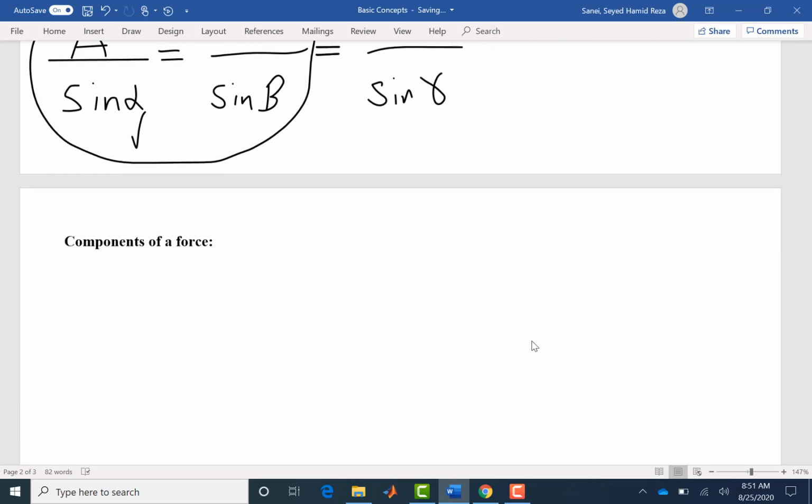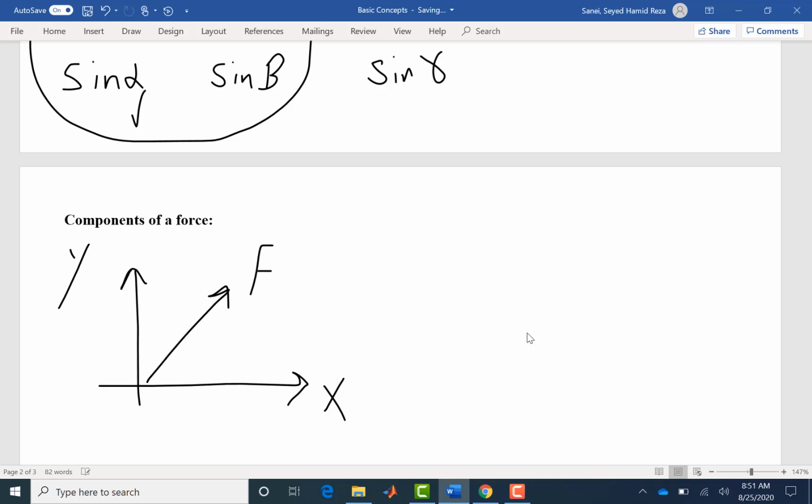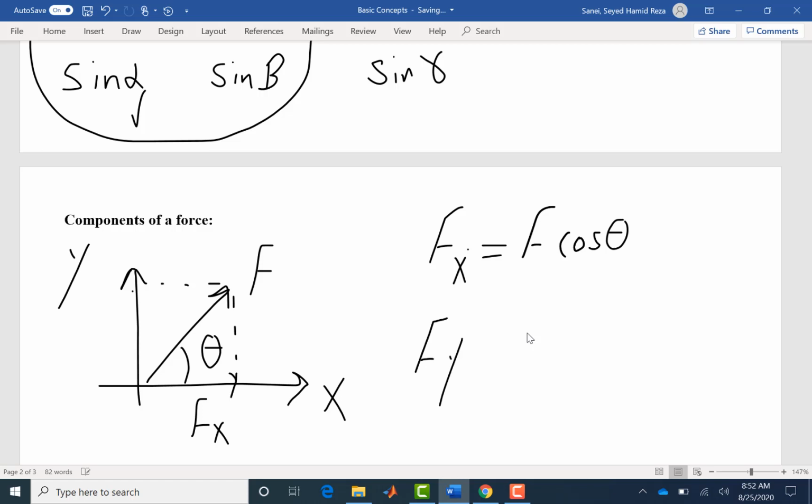The other basic concept that we're going to talk about is the component of a force. So a force has two components. Again, we are starting everything with 2D and then moving to 3D. If I have x and y, and I have force F here, with this angle, it has two components, one in the x direction, one in the y direction. I call this component Fx, and this component would be F cosine theta. And then the other component, in y, would be F sine theta.